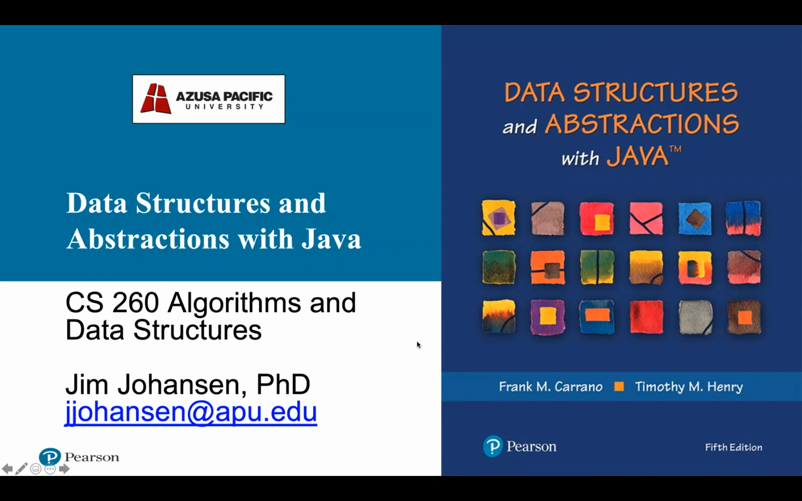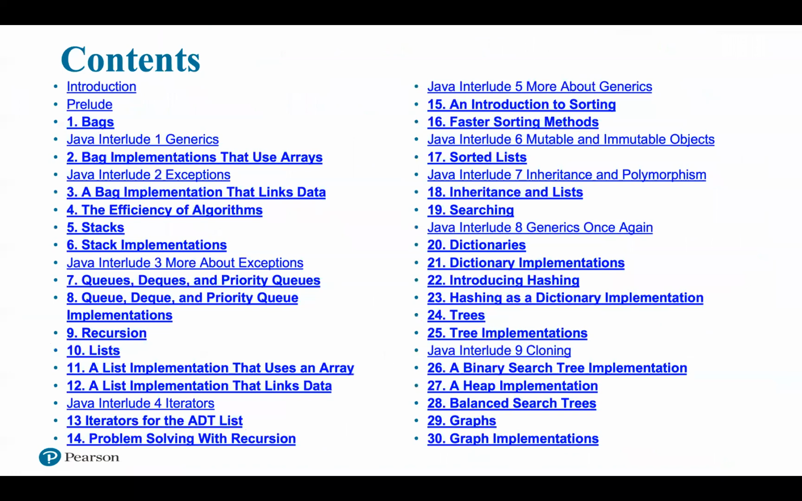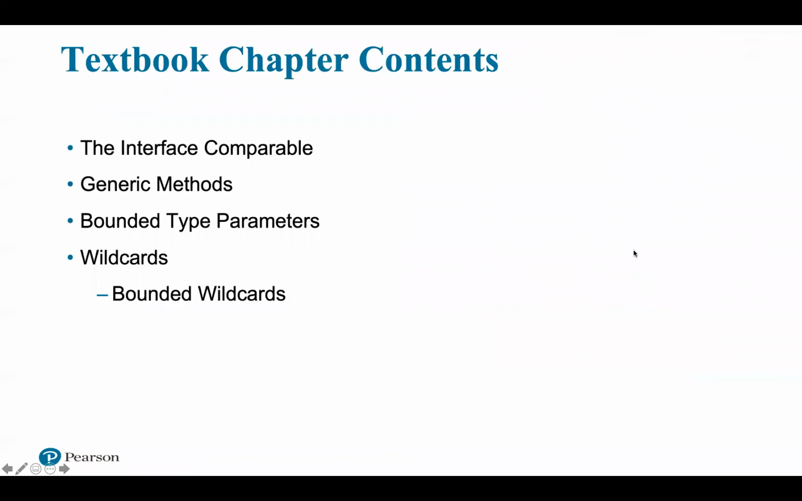We're continuing to make some good progress here as we work through a lot of the details on these various data structures. And before we get into sorting, we're going to have another Java interlude that will help us to understand a little bit more about generics. So let's just get into this. This continues our discussion on generics and interfaces that we began in Java Interlude 1.